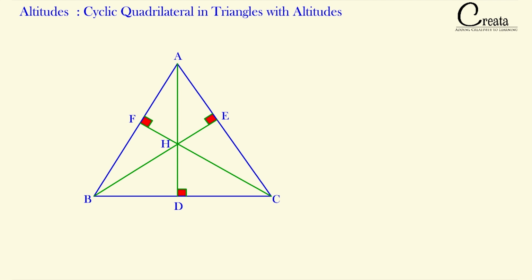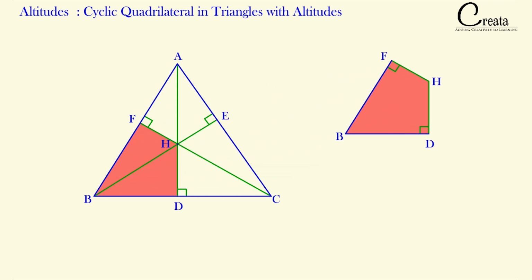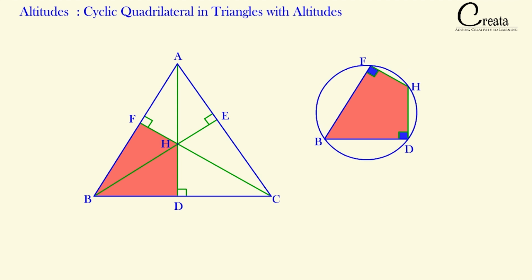Let's see what I mean to say. Let's take the quadrilateral BDHF. Are you able to identify this quadrilateral? Let's take this quadrilateral out of the figure. Here angle D and angle F are 90 degree angles, meaning these angles are supplementary. That is, angle D plus angle F is equal to 180 degrees. And we know the property of a cyclic quadrilateral, that is the opposite angles are supplementary. Here angle D and angle F are supplementary, so we can say the quadrilateral is a cyclic quadrilateral. Got it?